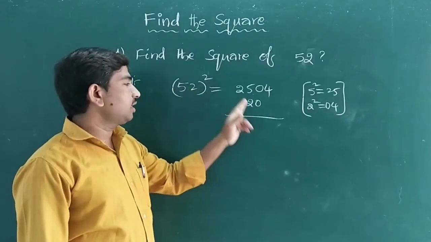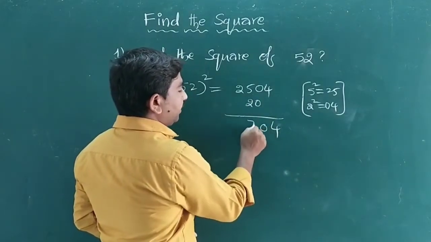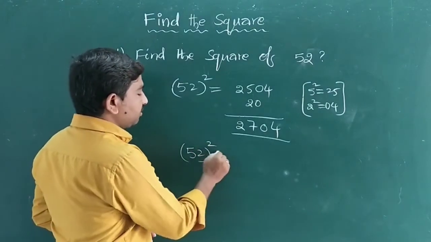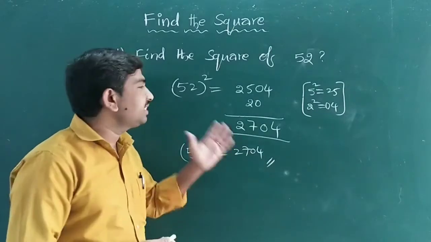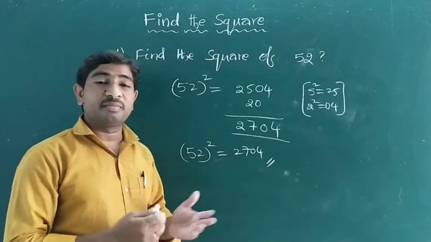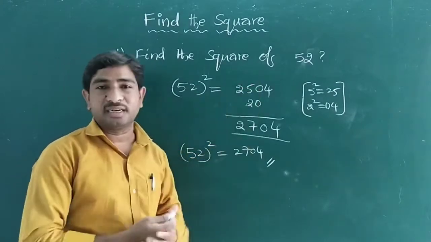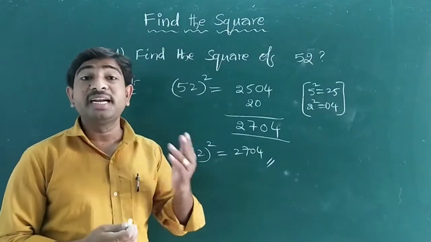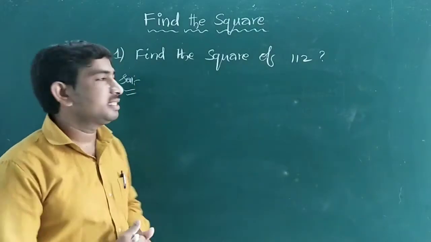Now 5 2s are 10, 10 2s are 20. Leave the unit place digit. Now we can add these two: 4 and 0, 5 to 7 and 2. Final answer is 2704. 52 whole square is 2704. Right? Very easy, no need to multiply the given number by itself. Here there is no need for the regular method; with this method we can easily find the square of any number. Now consider a 3-digit number. Let us see one more example problem that has 3 digits: 112.